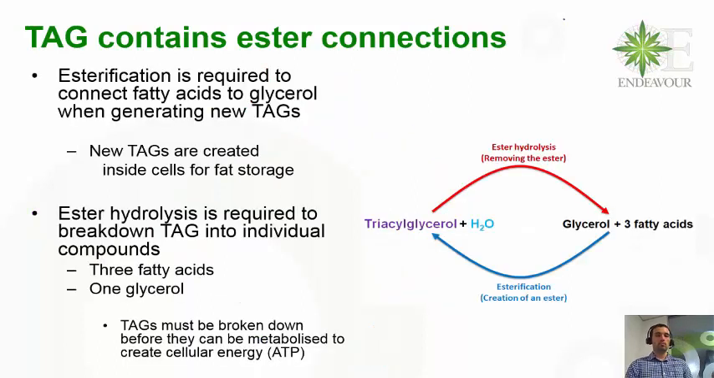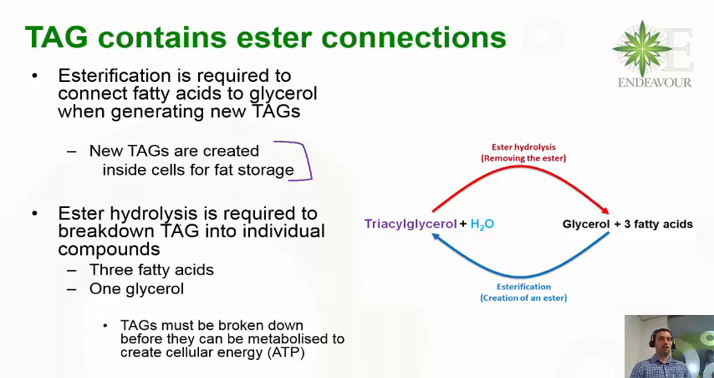So in the esterification process, essentially we're connecting fatty acids to glycerol, and this is what's required to generate triacylglycerol. So this does happen in the body, and when more triacylglycerols are being created in cells, they can actually be stored as fat. So there are specialized fat storage cells called adipocytes, which are present in the adipose tissue.